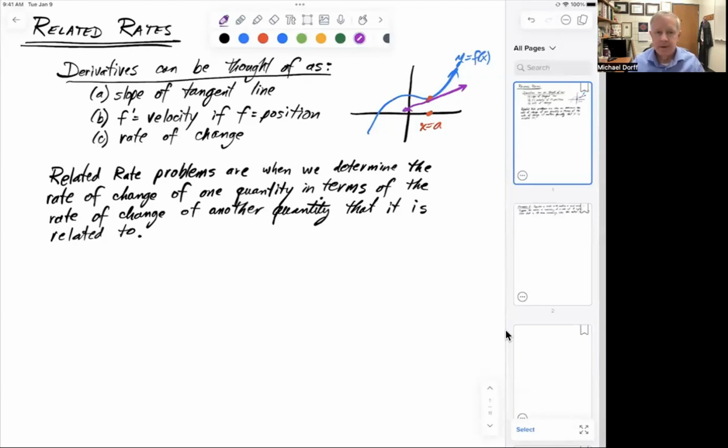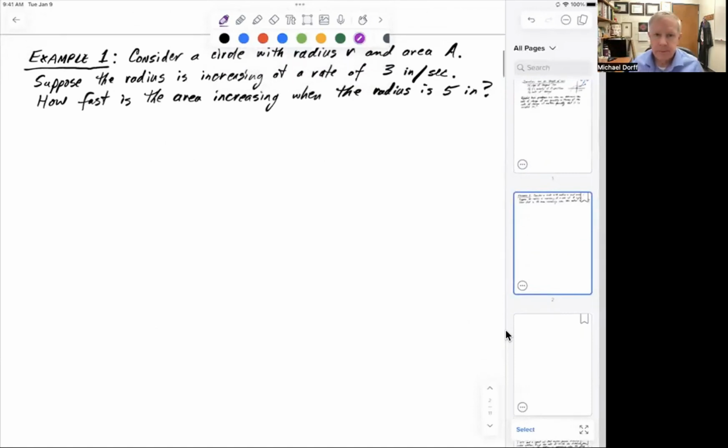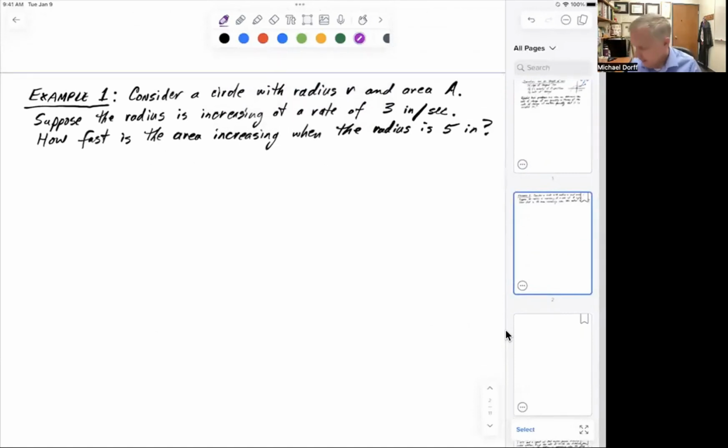That's why it's called related rates, because the rates of change are dependent upon each other as we do these problems. All right, let's look at an example here. Consider a circle of radius r and area A. Suppose the radius is increasing at a rate of 3 inches per second. How fast is the area increasing when the radius is 5 inches?